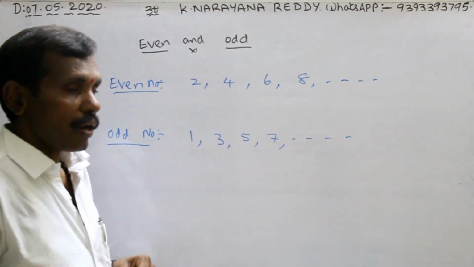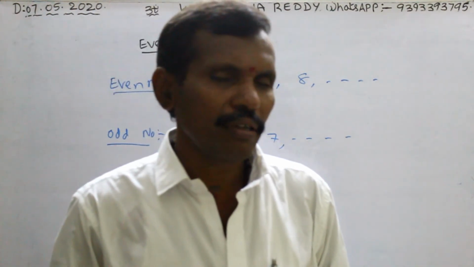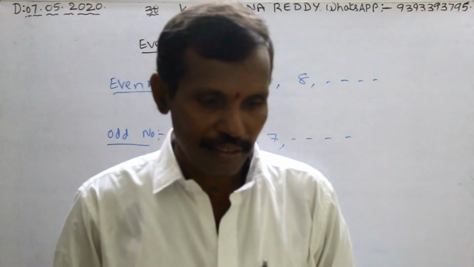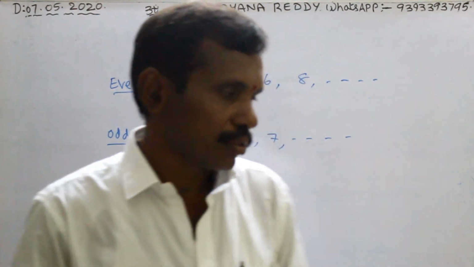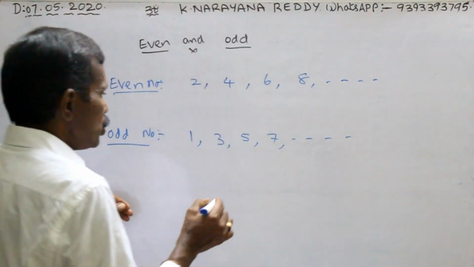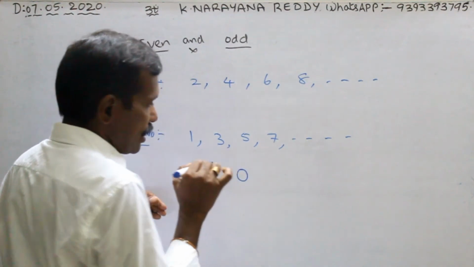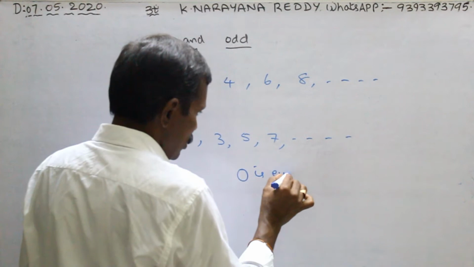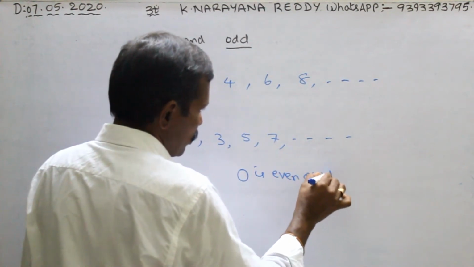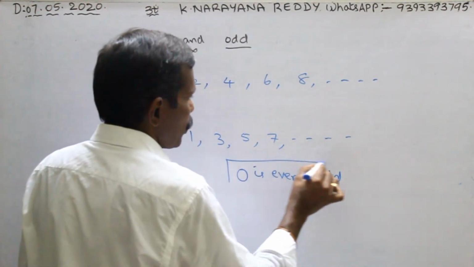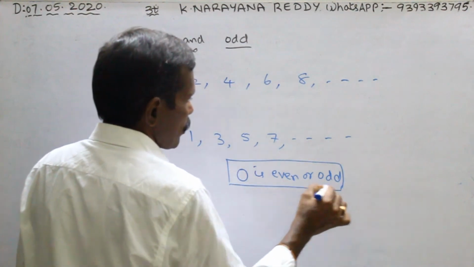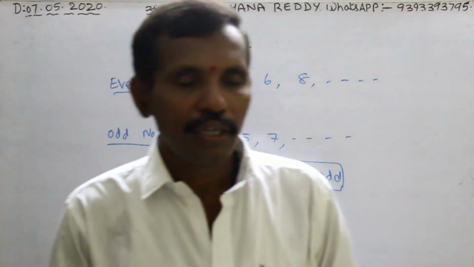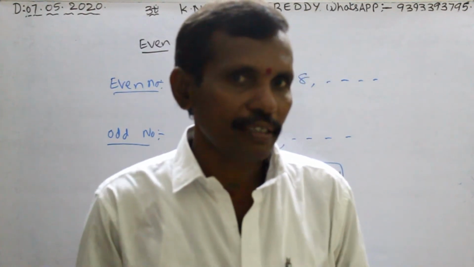But what happened to 0? Is 0 an even digit or an odd digit? Which type of digit? How to identify this one? So 0 is even or odd? This is a very important point which you have to observe here. Either 0 is even, and we call it even, or 0 is odd, and we call it odd.